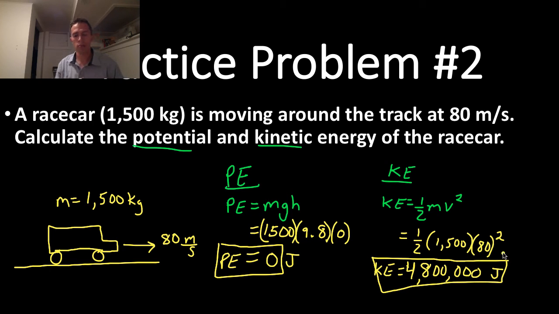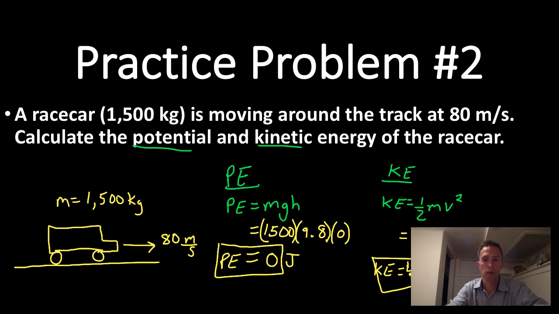And so this race car, because it has a height of 0, will have a potential energy of 0. Kinetic energy, though, it has a lot of kinetic energy. It's moving very, very fast, and it does have a pretty high mass as well. And so you times that through, and you should get 4,800,000 joules. So hopefully that makes sense. That one had kinetic energy, but not potential energy.